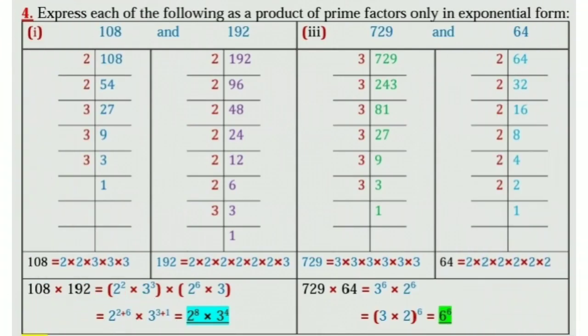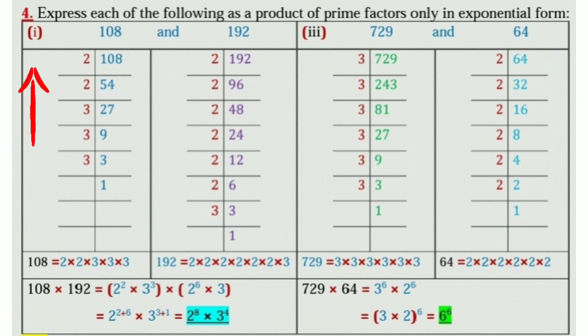Sum number 4. Express each of the following as a product of prime factors only in exponential form. First one, 108 and 192. Now first to find out the factor of 108.